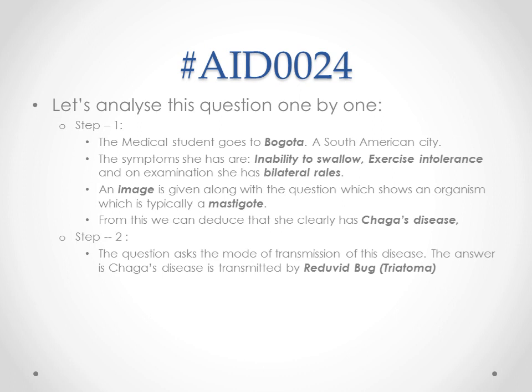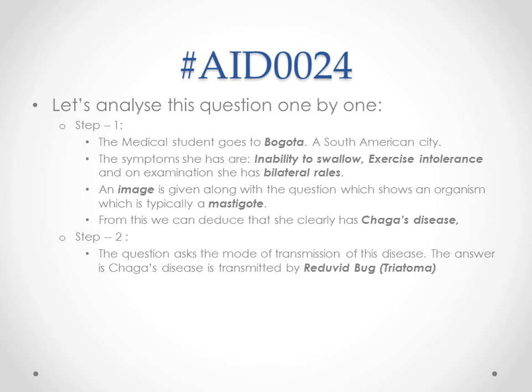Bogota, you may not have heard about the city, but it is a South American city. The symptoms she has are all highlighted: inability to swallow, exercise intolerance, and bilateral rales. The inability to swallow means that the person has a mega esophagus, which could be because of secondary achalasia, because of the Trypanosoma cruzi. And the exercise intolerance and bilateral rales is because of dilated cardiomyopathy. The first step, so from all these clues, is to derive the diagnosis. The diagnosis being Chagas disease.